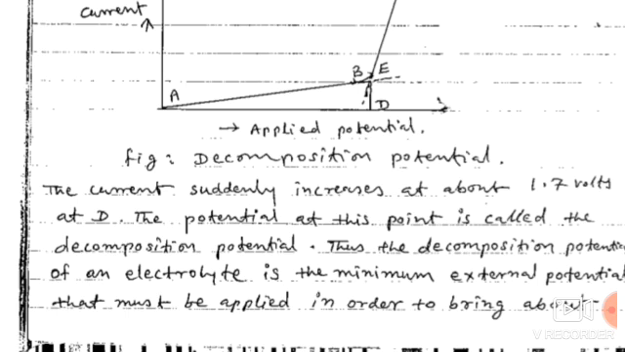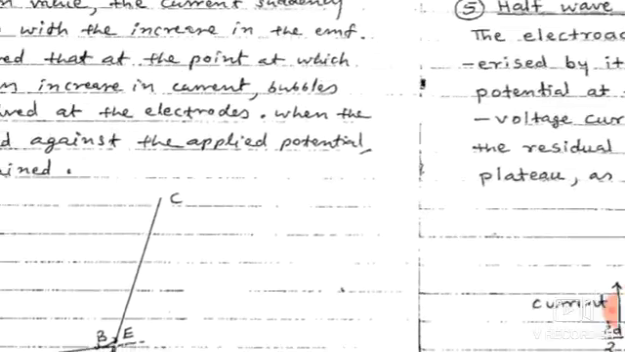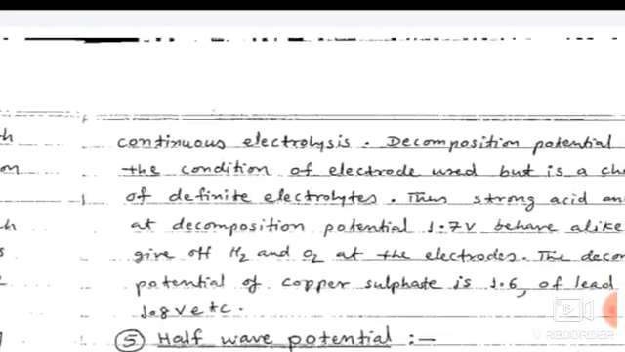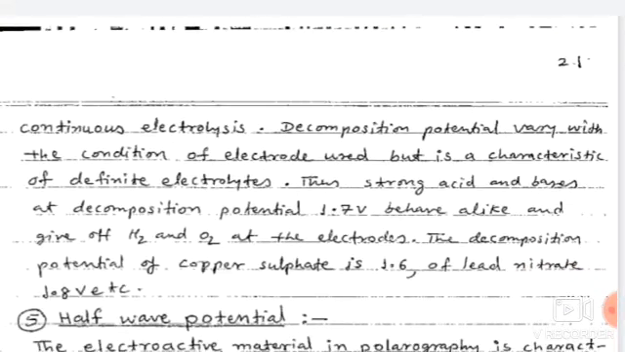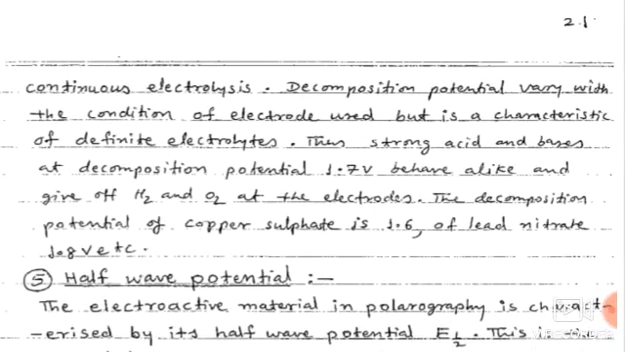This point is called the decomposition potential, and thus the decomposition potential of an electrolyte is the minimum external potential that must be applied in order to bring about continuous electrolysis. So whatever potential we apply to bring about continuous electrolysis, this point is the decomposition potential. The decomposition potential varies with the condition of the electrode used, but it is characteristic of the definite electrode. It depends upon the type of electrode.